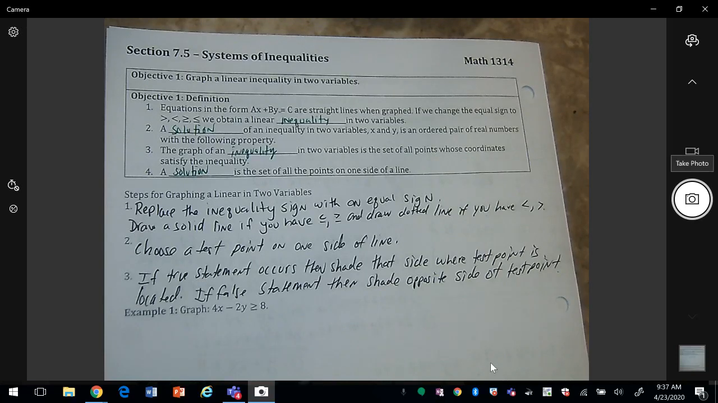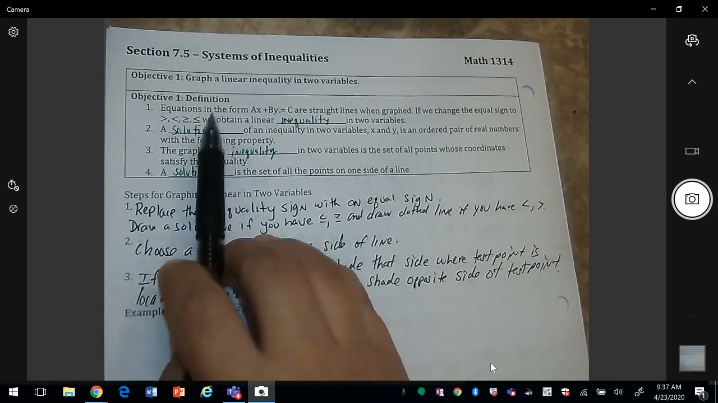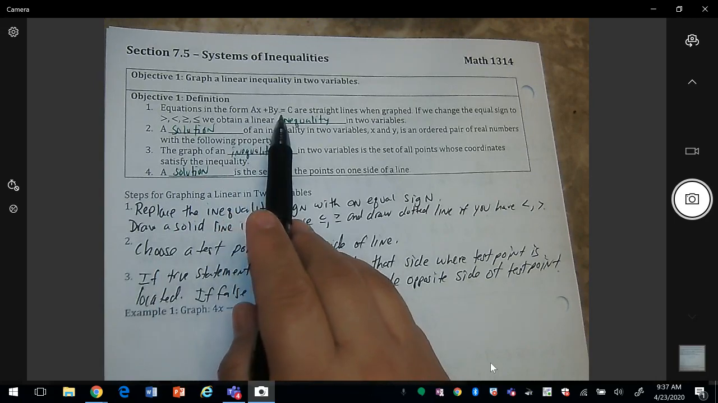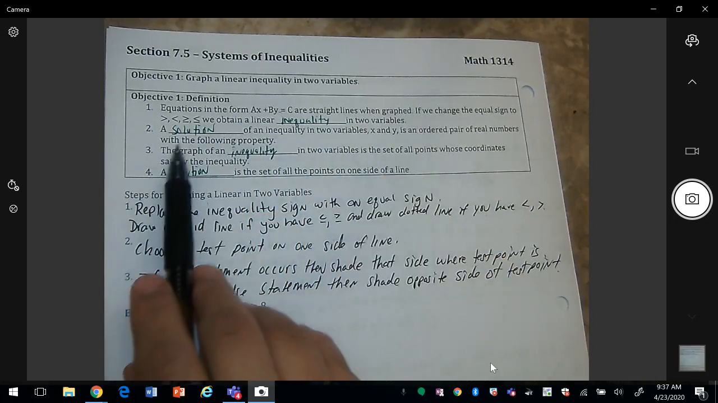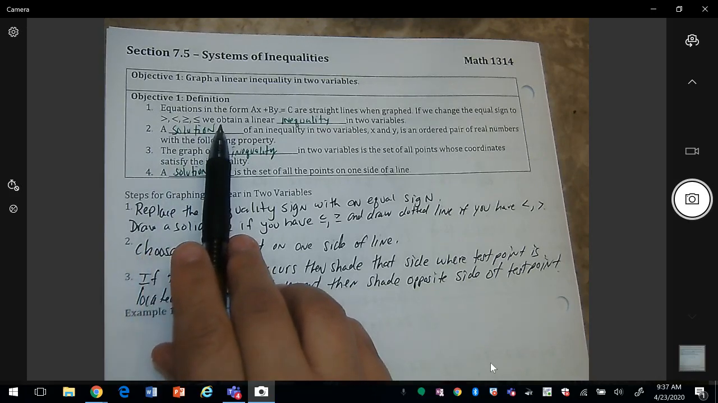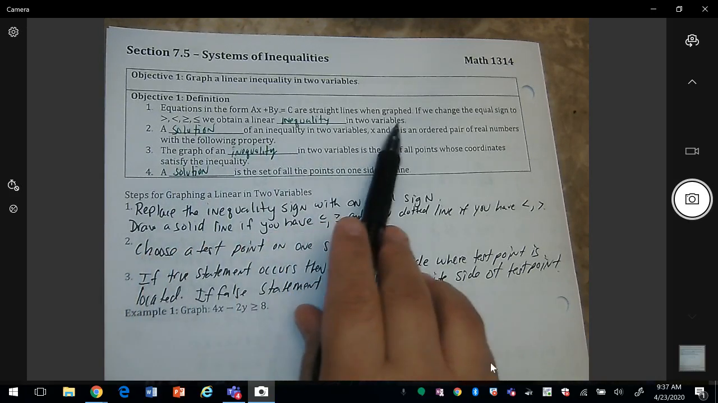Section 7.5, Systems of Inequalities. So equations in the form ax plus by equals c are straight lines when graphed. If we change the equal sign to an inequality, we obtain a linear inequality in two variables.